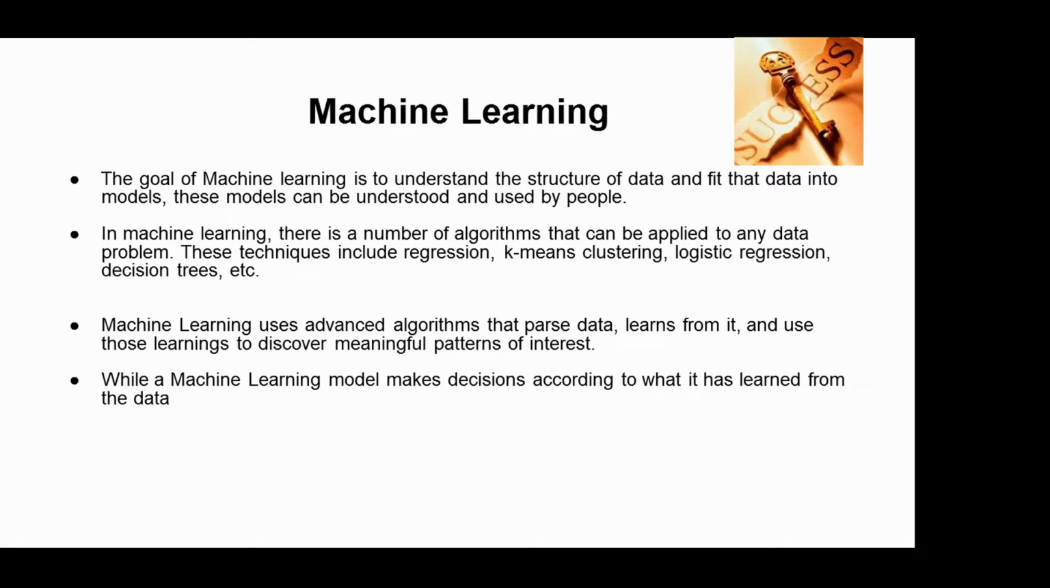The machine has to learn the data, that which type of data this is, structured data or unstructured data. Means the machine will recognize the patterns of data, and with the help of patterns of data it will be able to predict the output. So the goal of machine learning is to understand the structure of data.